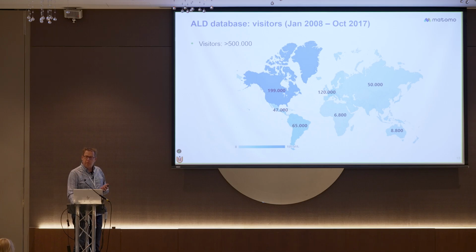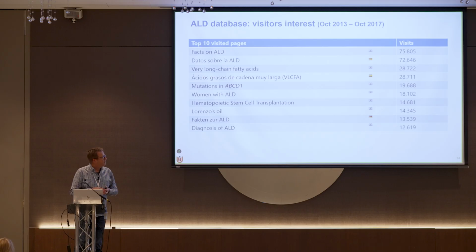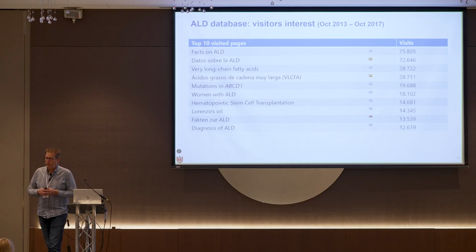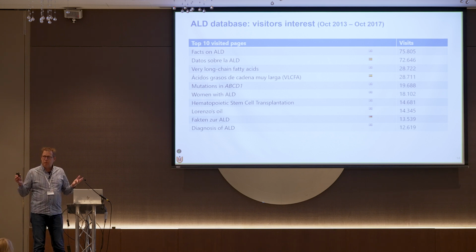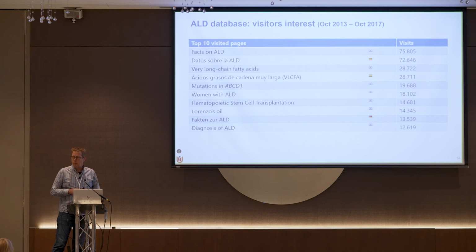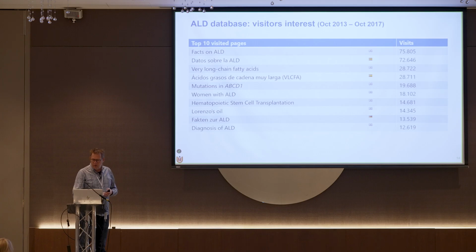But there was also biochemistry on there, and we noticed that there was a lot of interest in the biochemistry pages. To give you an idea, I always say we publish papers, and then we look at citations, and we're really proud that 100 people cite our papers. But if you look at these numbers, here we have facts on ALD, and then the translation in Spanish. More than 70,000 people visit those pages and probably got information from there. I think this is really rewarding, and it gives us so much insight in the importance of providing good information.